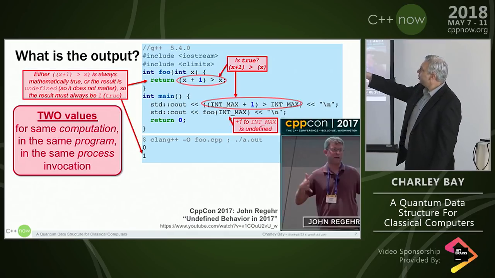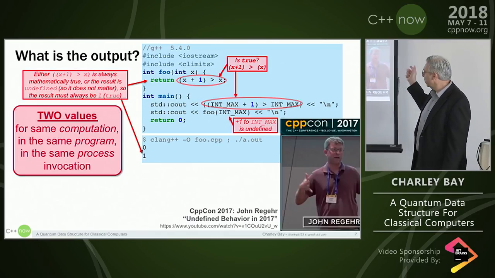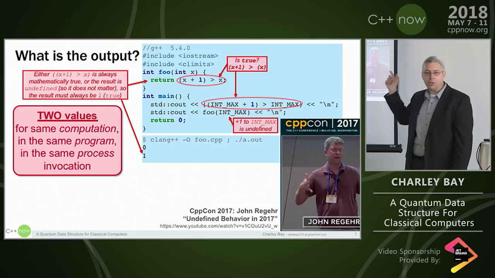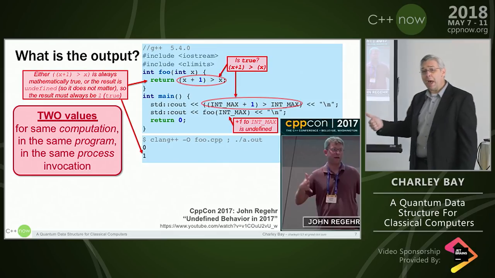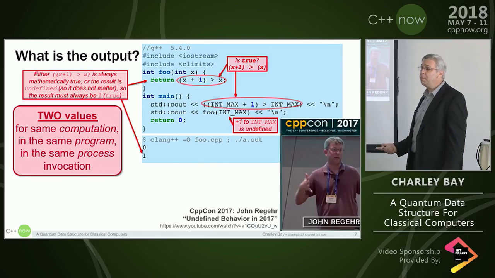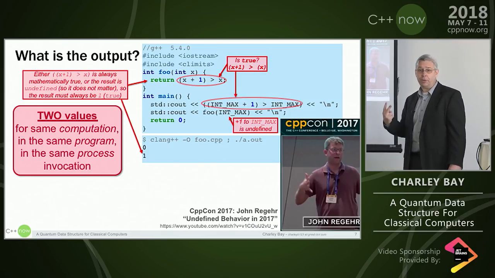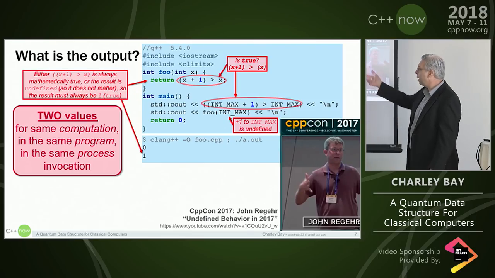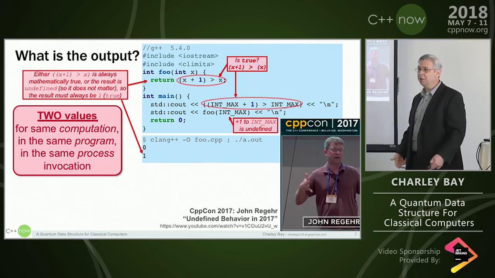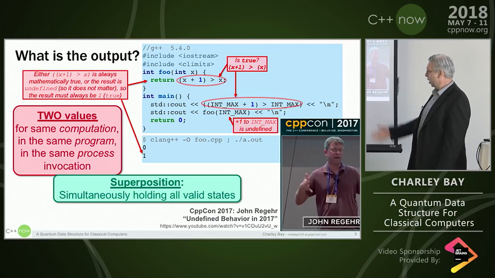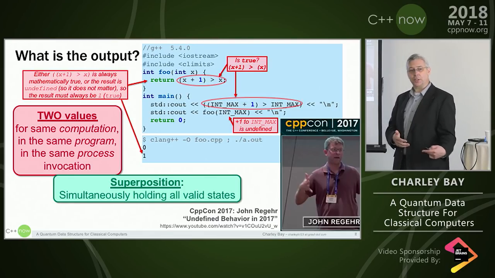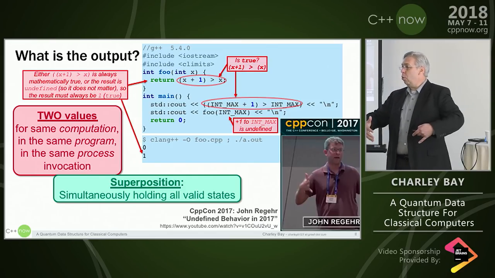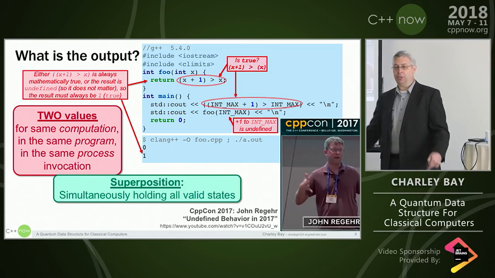This is an example coming straight out of John Regehr's presentation from CppCon. He's talking at the end of this week on undefined behavior. But what we're really highlighting is that there are two values for the same computation in the same process invocation. Two values for the same computation. Now this is sitting on undefined behavior, for which C++ is famous, but that's also the idea of this superposition thing. We are simultaneously holding or representing all valid states.